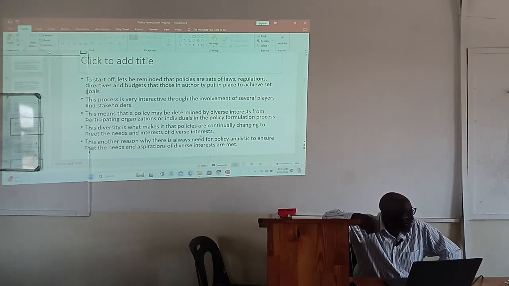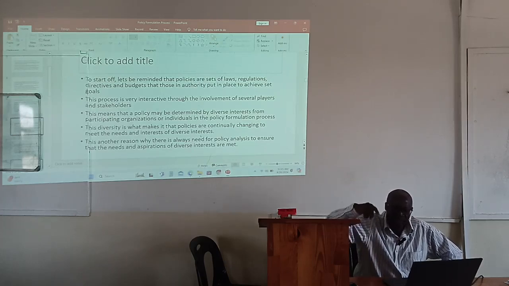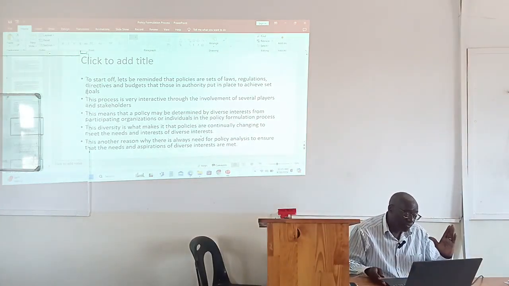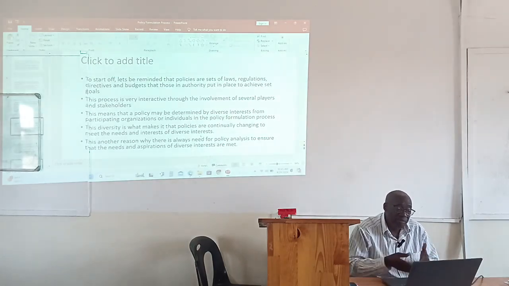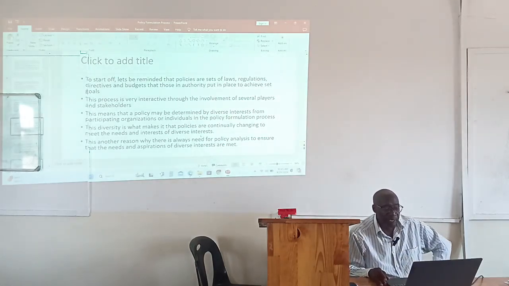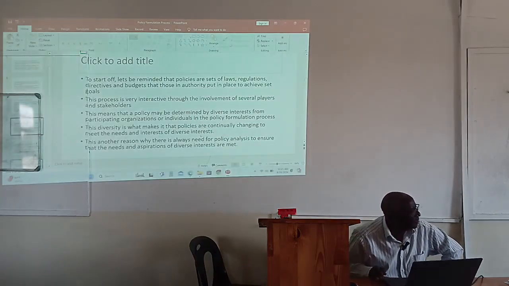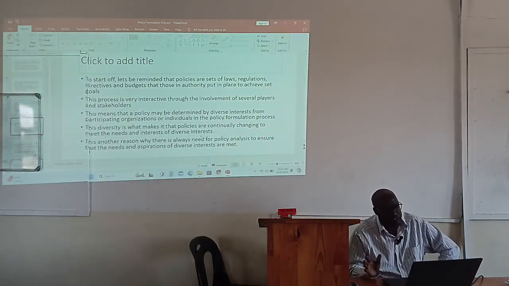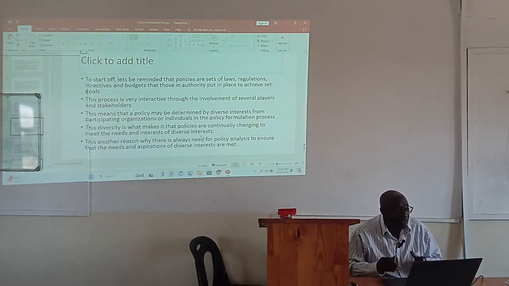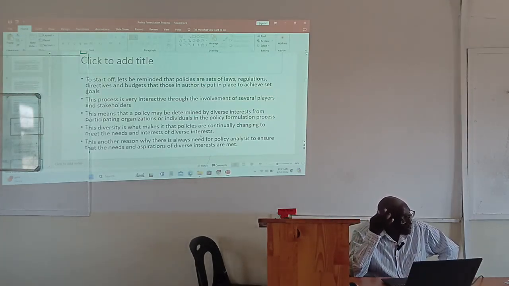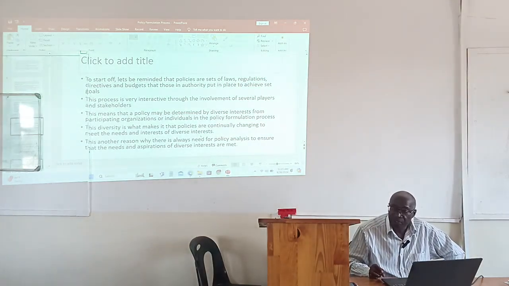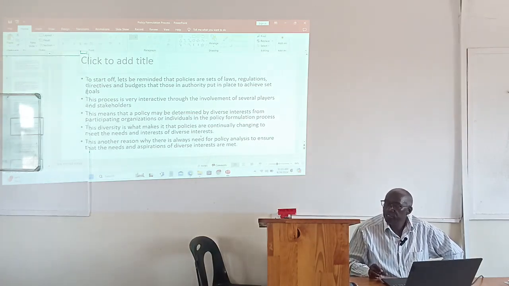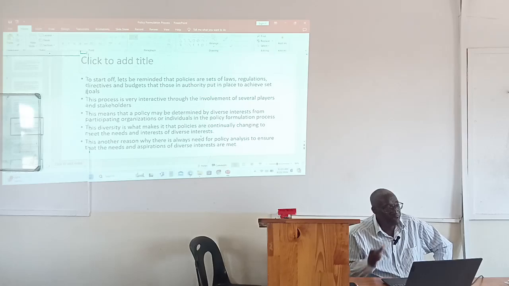And why we have need for policy changes and also policy analysis is because of this interference, because of this diverse interest into the policy. Or we do analyze the policy sometimes to try to bring in or address such diverse interests. That's it. So policy analysis is we do it to address some diverse interests so that it is justifiable, it's acceptable, and also it may be seen to be effective.